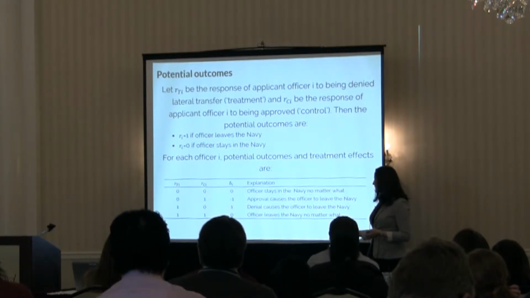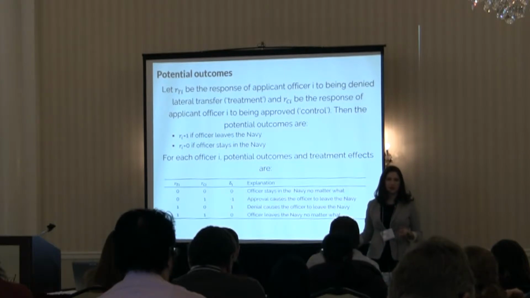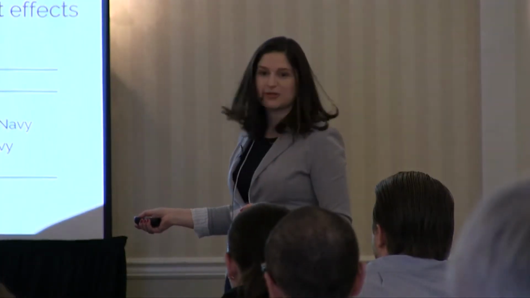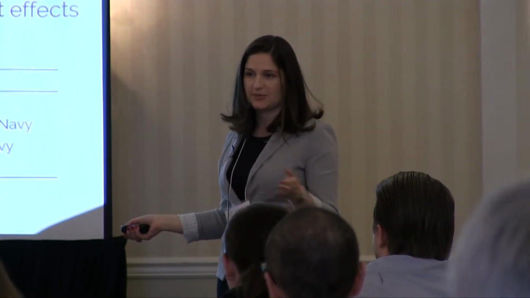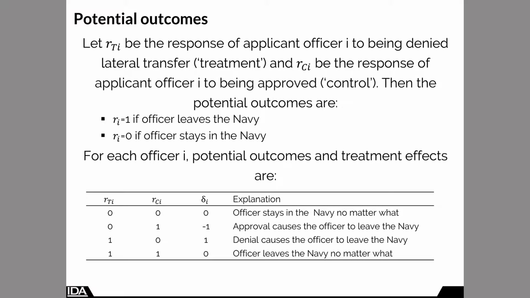This officer would stay in the Navy, so have a leaving outcome of 0 if they were approved, and they would leave the Navy if they got denied. So if we wanted to change the supply and community quota policy, this is the person that we could potentially keep by not denying them the opportunity to transfer. And then this person is planning to leave the Navy no matter what. Maybe they apply for a lateral transfer out of interest or something, maybe just in case, but they're probably going to go anyway. Does that make sense?